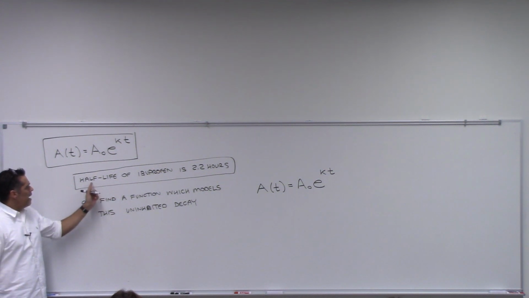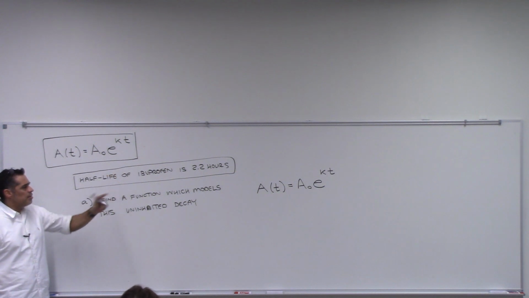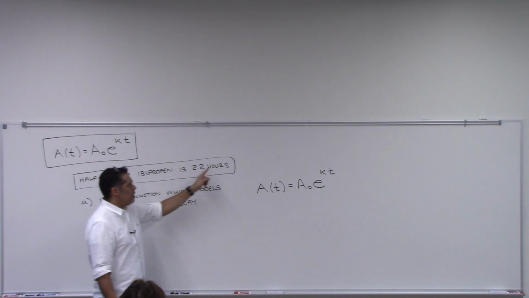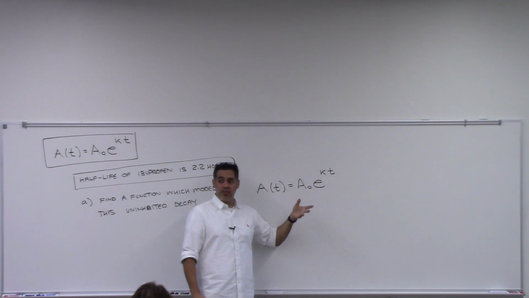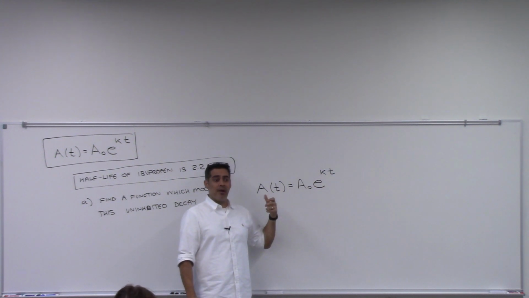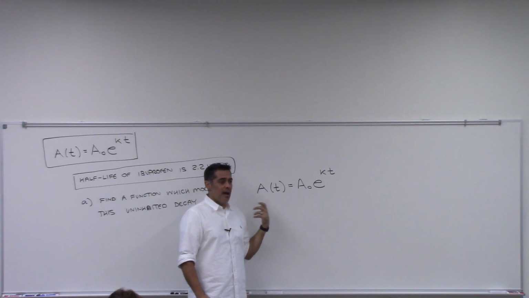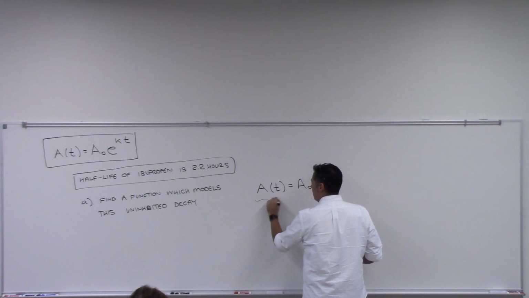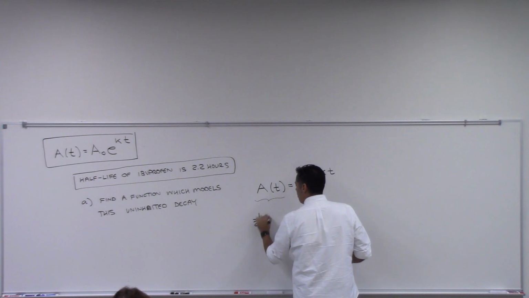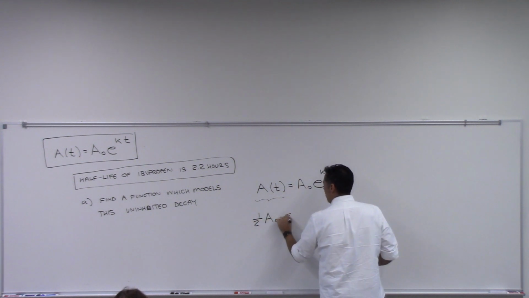So what does it mean that the half-life is 2.2 hours? It means when I plug in 2.2 for t, I should have how much there? Half of what I started with. So what I can do is say this side right here is half of what I started with.